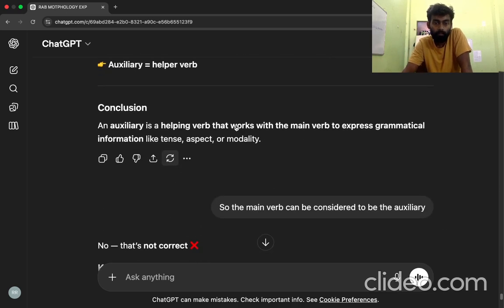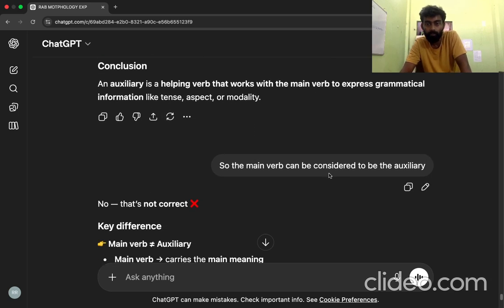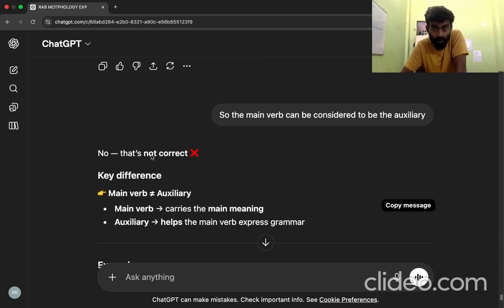Conclusion: an auxiliary is a helping verb that works with the main verb to express grammatical information like tense, aspect, or modality. Now the claim: so the main verb can be considered to be the auxiliary. No, that's not correct. Main verb does not equal auxiliary. The main verb carries the main meaning; the auxiliary helps the main verb express grammar.